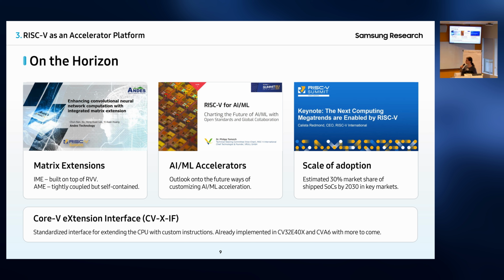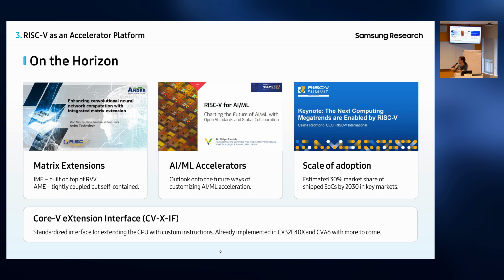type of applications. And I added on the bottom here a Core-V eXtension interface, which is a really interesting development if you're developing your own custom accelerator. This is proposed, actually already ratified, extension interface, which basically standardizes the way of communication between a CPU and your custom accelerator.